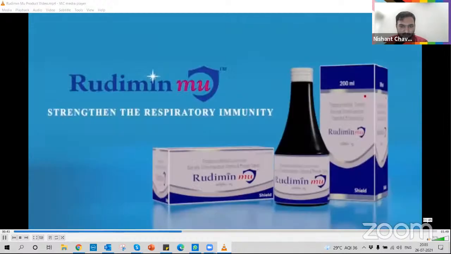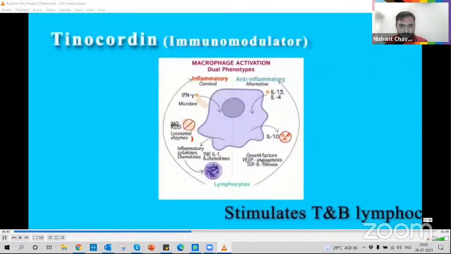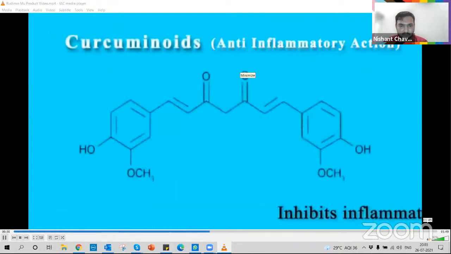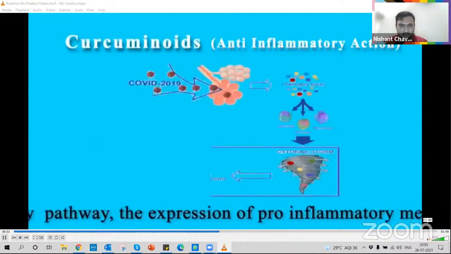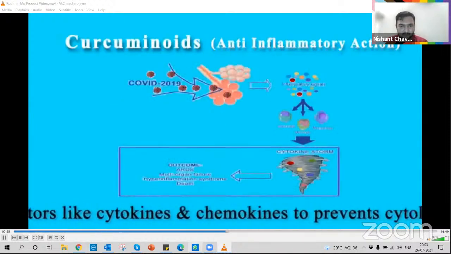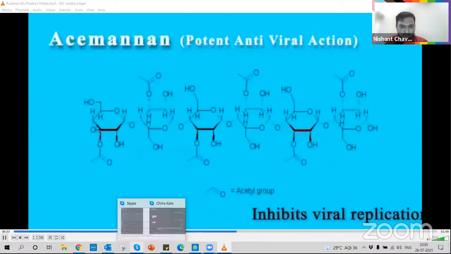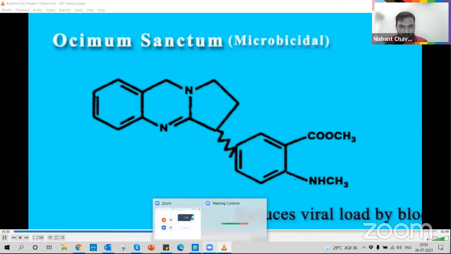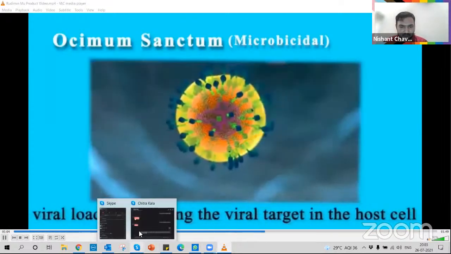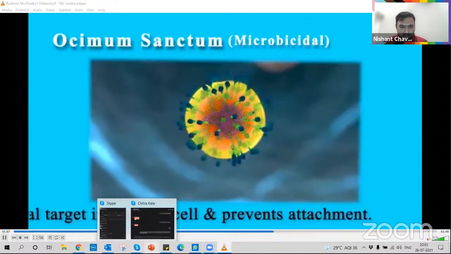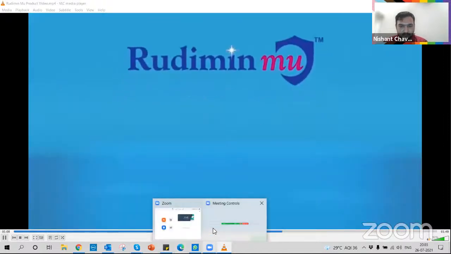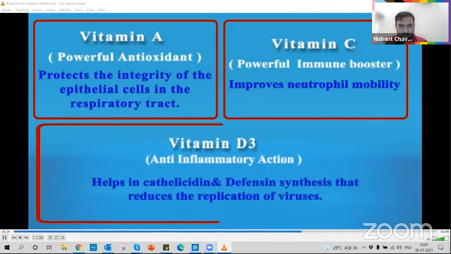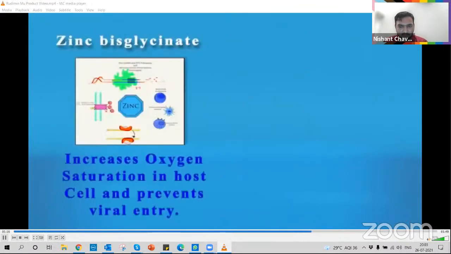The bioactive ingredients are tinocoridin, curcuminoids, aciminin, Osimum sanctum. Rudimin Mu is also enriched with immunovitamins like vitamin A, vitamin C, vitamin D3 and minerals like zinc and selenium.